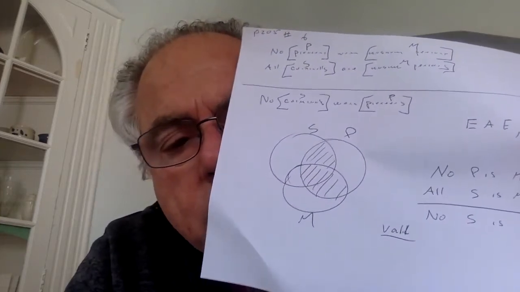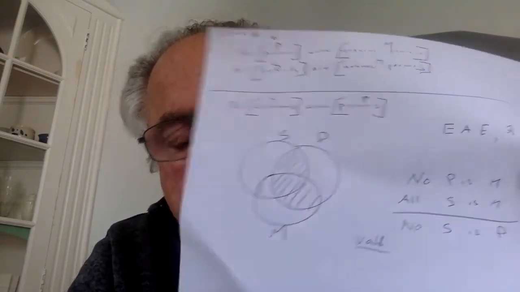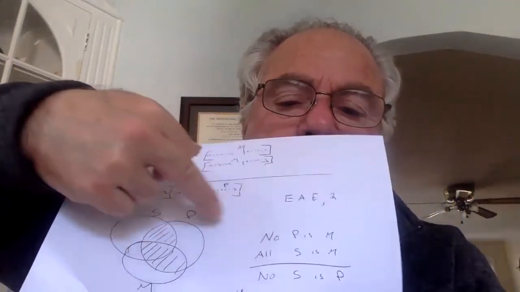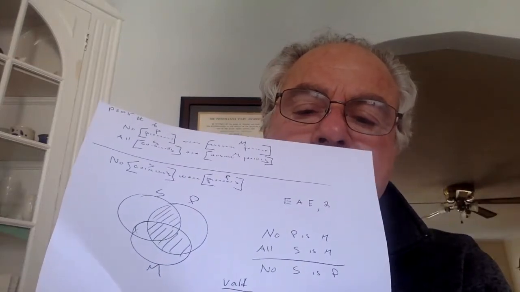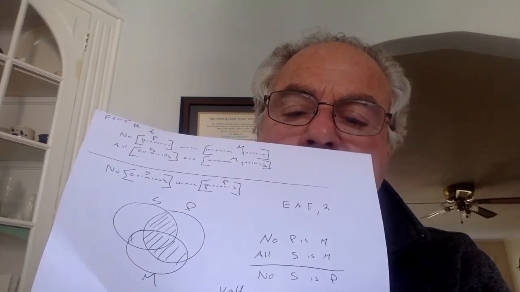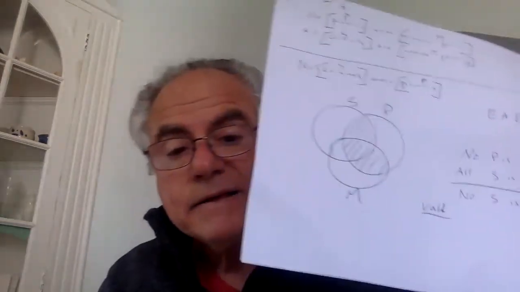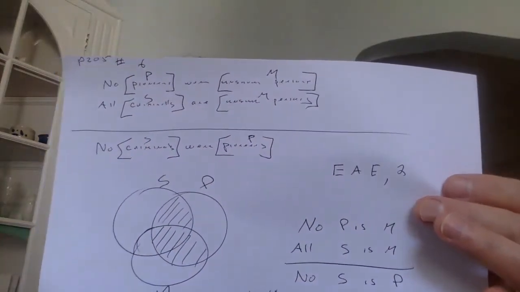Okay, so then all S is M. All S is M. So that means there's no S that's not an M. So I have to cross out all the S's that are not M's. That's this space. And then look at the conclusion. No S is P. Well, all the S's that are P's are crossed out. So the conclusion's already diagrammed. So that means it's valid. Okay. But I don't think it's sound because I know that some pioneers were criminals.